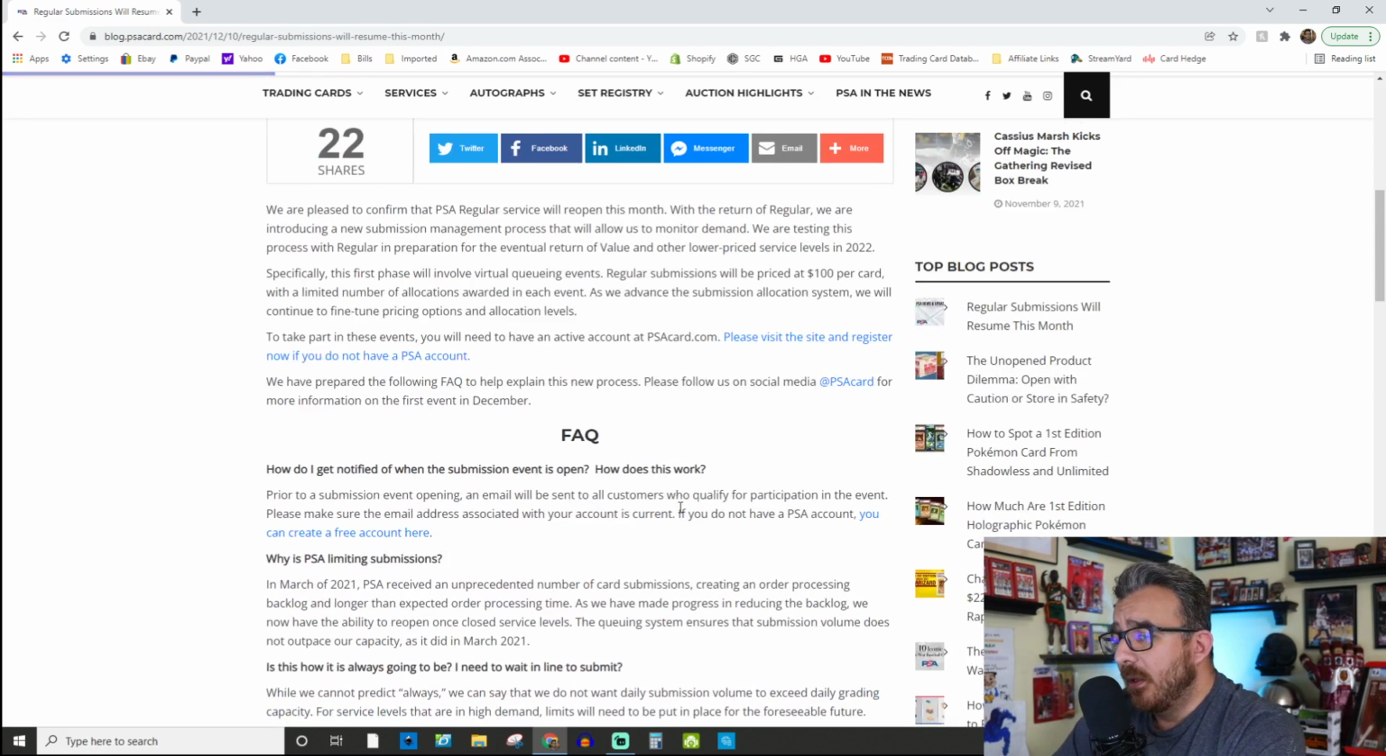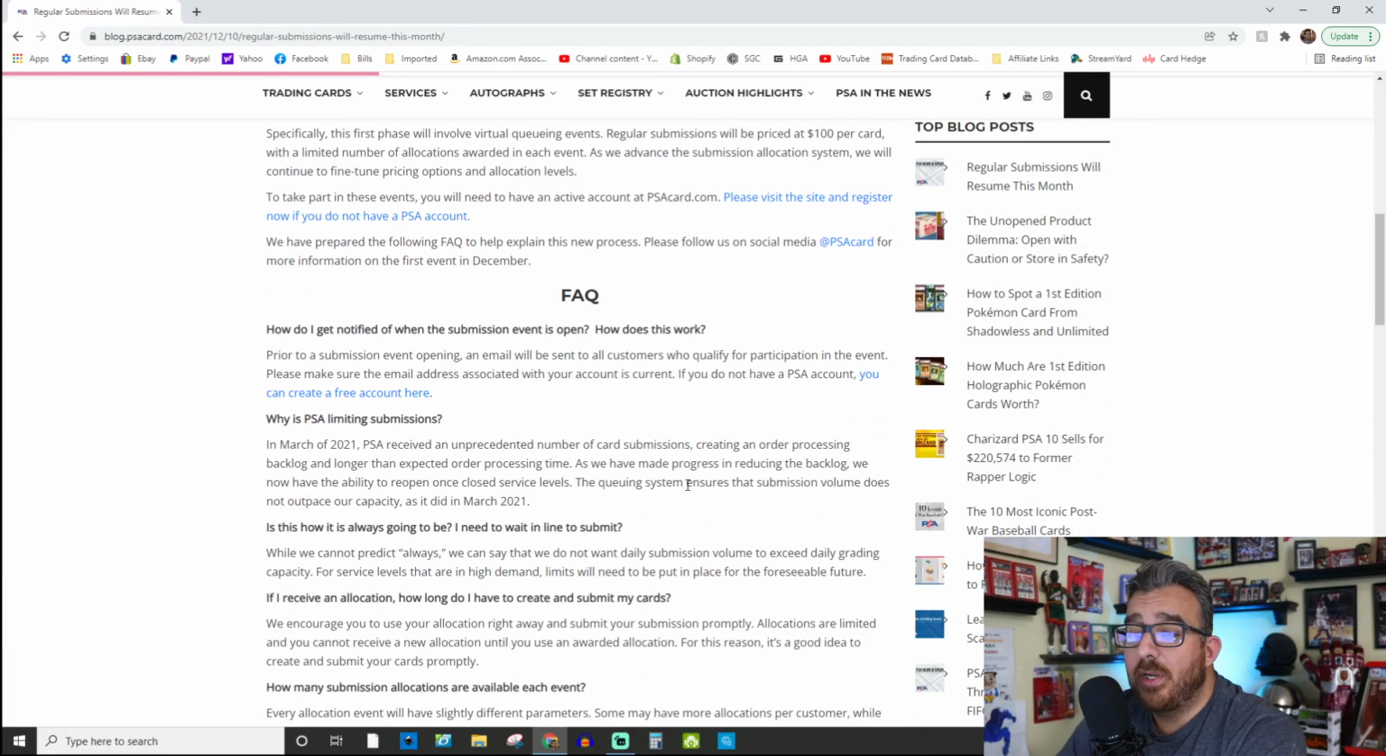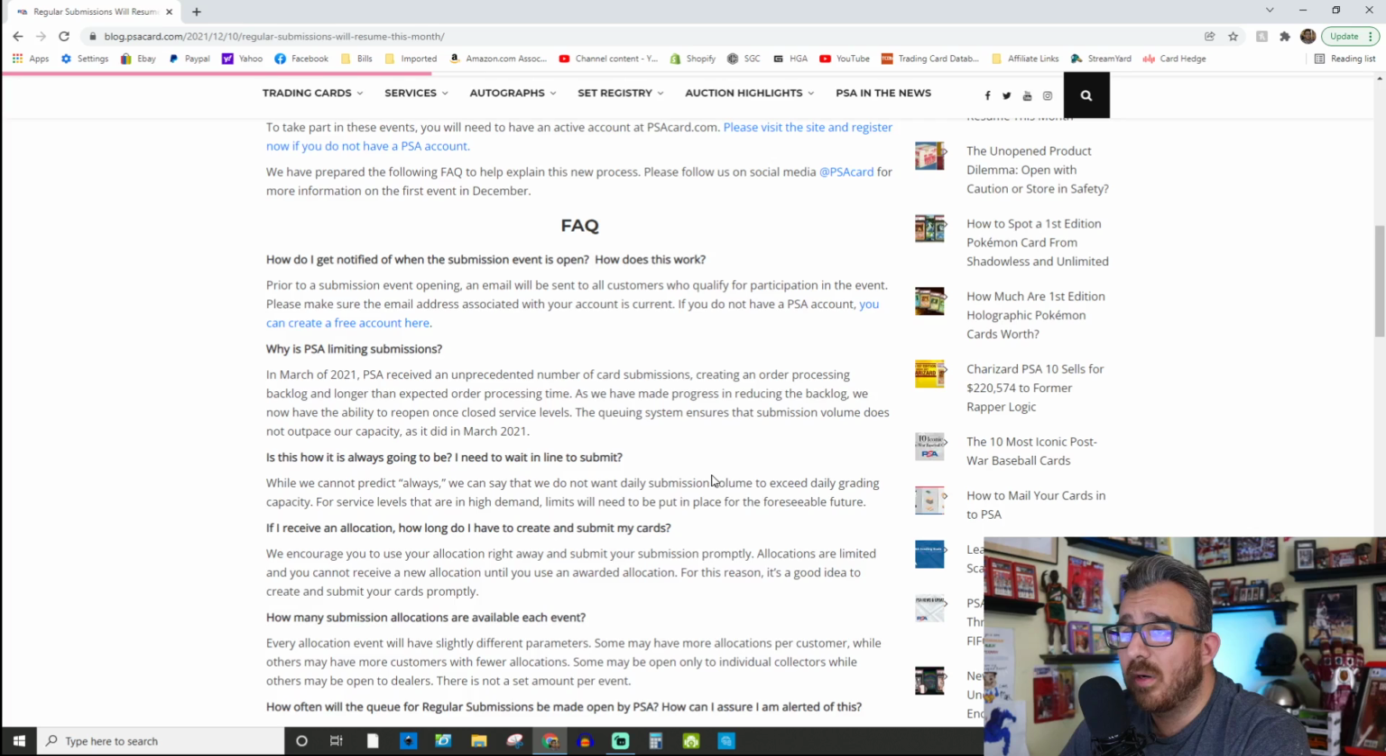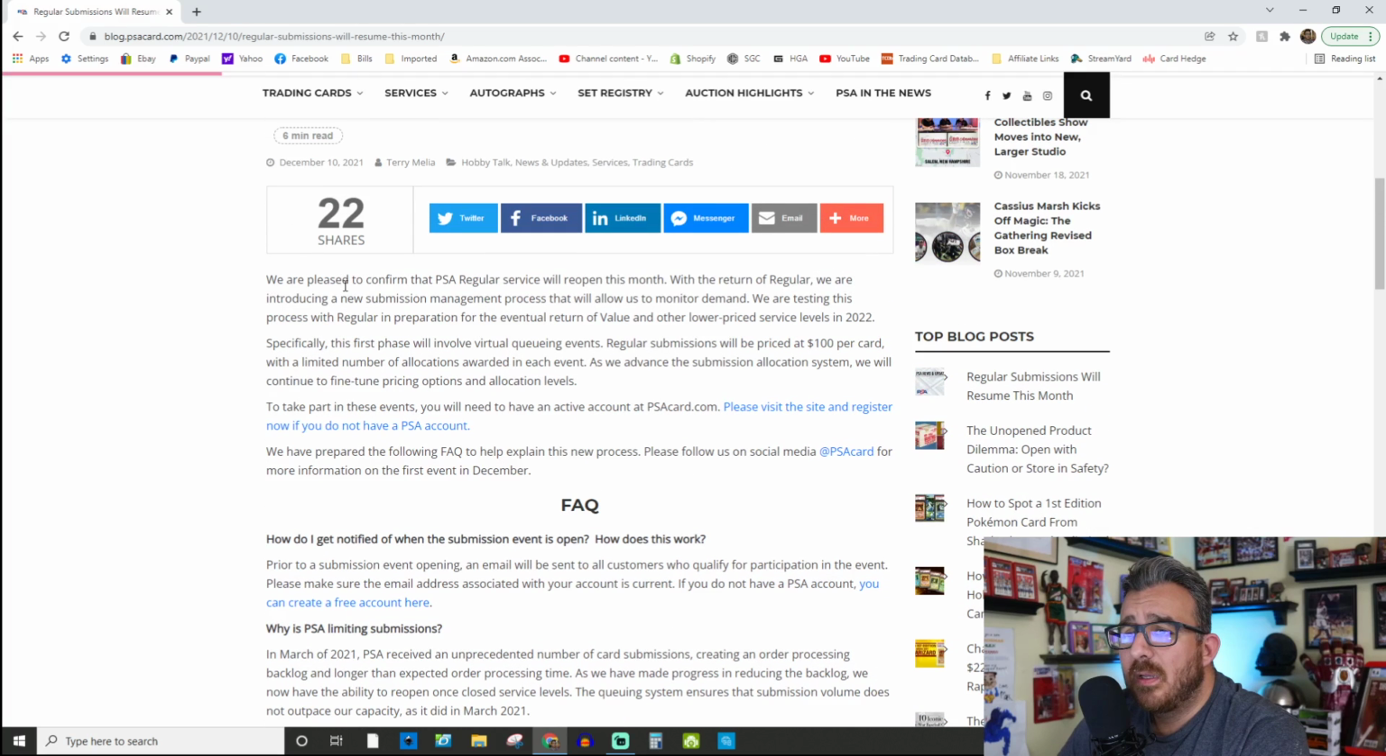So going forward, they're going to do a queue system. If you're familiar with the way that HGA had a queue system back when they only had a couple hundred or a couple thousand allocations, they were pretty much selling out in one day. I don't know if they're going to be doing it like that, but we'll see how the mechanics of it all work. We are pleased to confirm that with regular services, we are introducing a management process, with regular submissions priced at $100. They take events.